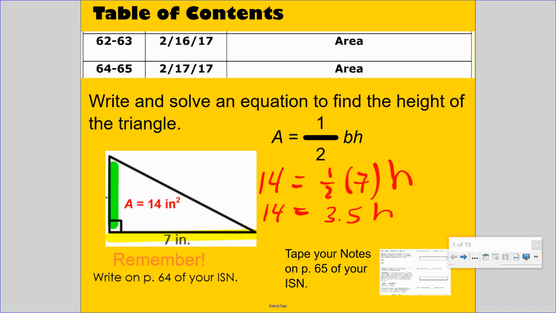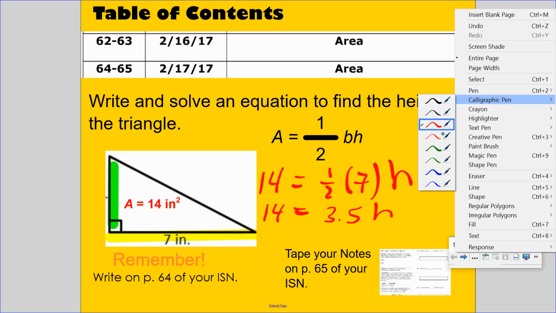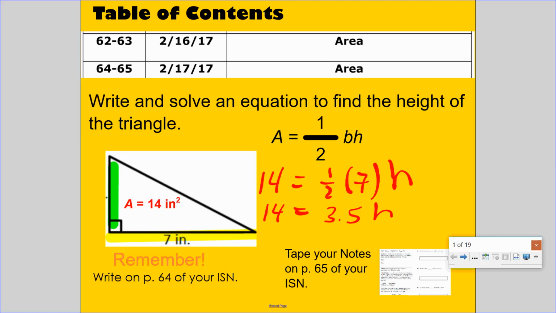Height. Is this an equation? Have we learned how to solve equations in this class? We have. What operation do you see here? I see multiplication. The inverse operation of multiplication is division. We're dividing by what number? 3 and 5/10. This cancels. So how many 3 and 5/10 go into 14?